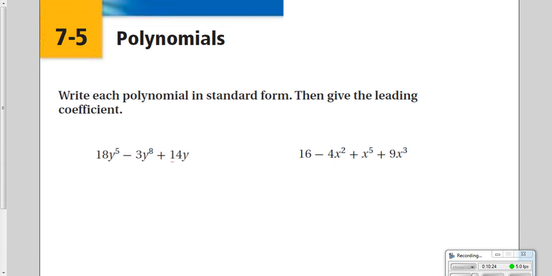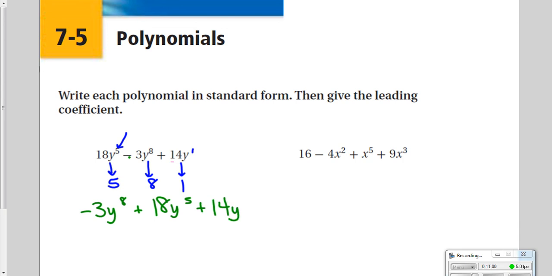Okay, so here's 2 more to practice. I'll do these with you before I let you pause and do your own thing. So again, we need to first figure out what the degrees are, and then we will reorder, and then we will figure out the leading coefficient. Degree here is 5. Degree here is 8. Degree here is 1. Remember, there's an imaginary 1 there. Okay, so I rewrite in order from greatest to least. So negative 3y to the 8th, make sure you include that negative, plus 18y to the 5th, and then plus 14y. Okay, so my leading coefficient, again, would be the first coefficient I see because it's leading the problem, which in this case is a negative 3.